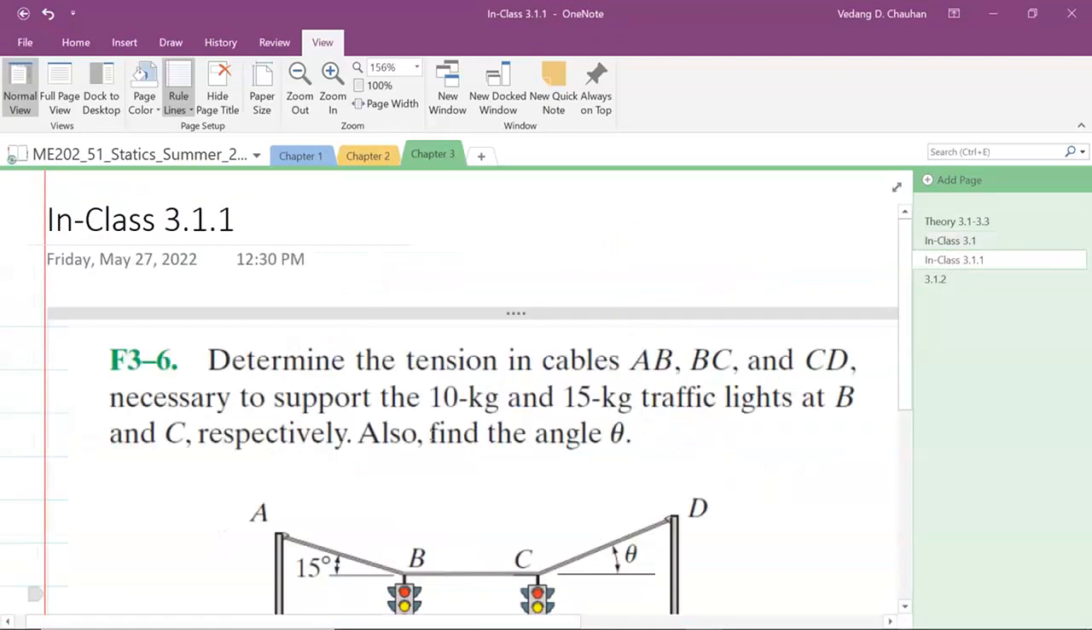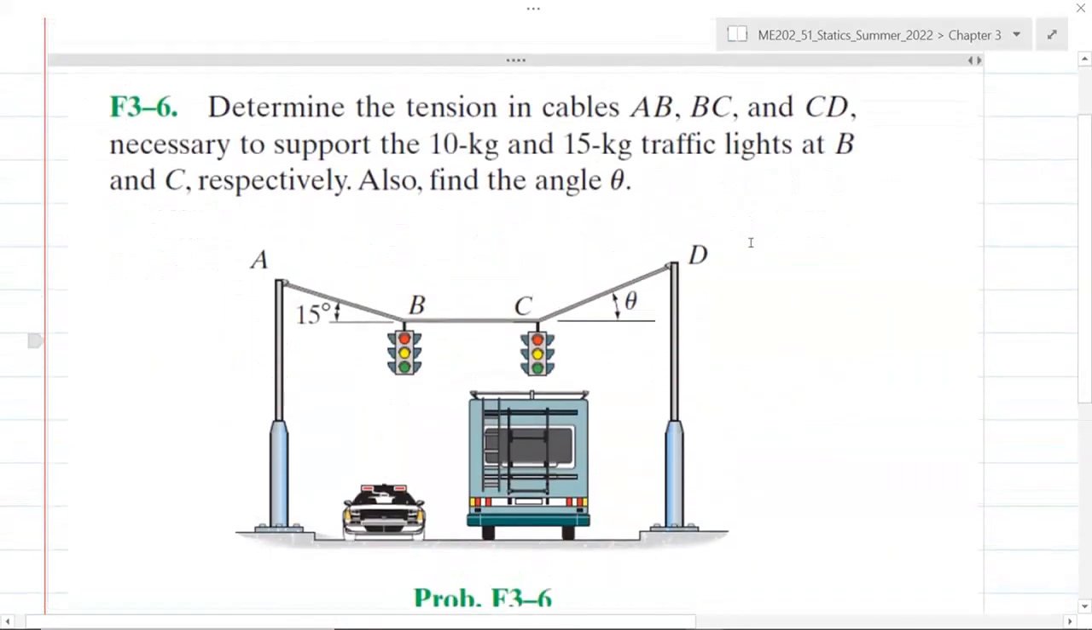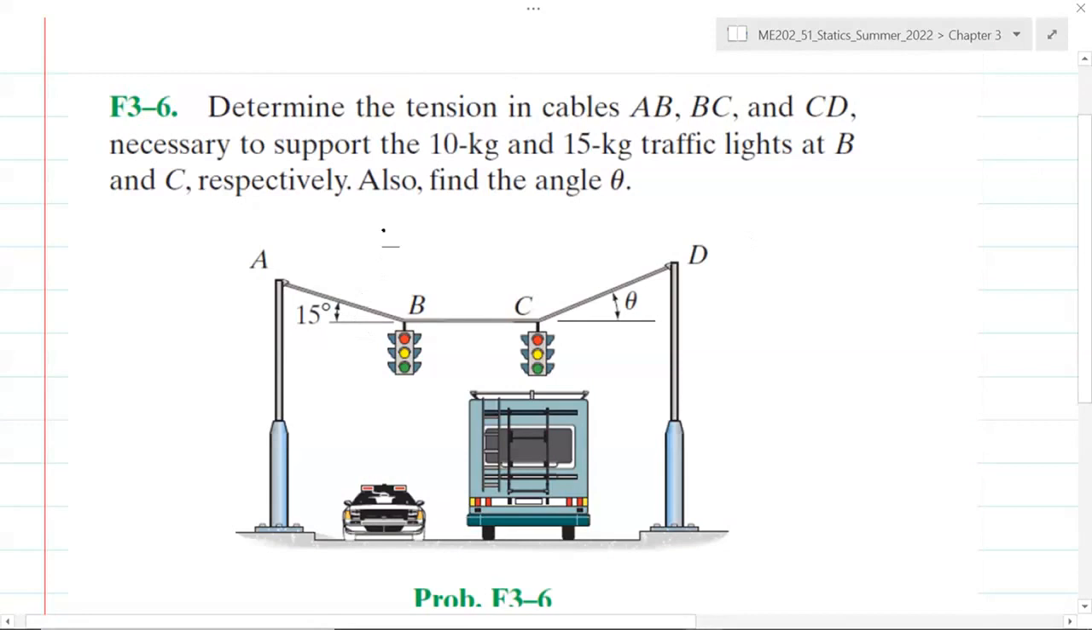Now, the second problem from in class exercise is more involved, because in this problem we will draw a free body diagram and we will apply equations of equilibrium to solve for unknowns. Determine the tension in cables AB, BC, and CD necessary to support 10 kg and 15 kg traffic lights at B and C respectively. So I'm just writing the weights of traffic lights here. So this is 10 kg at B and at C it's 15 kg. Also find the angle theta.